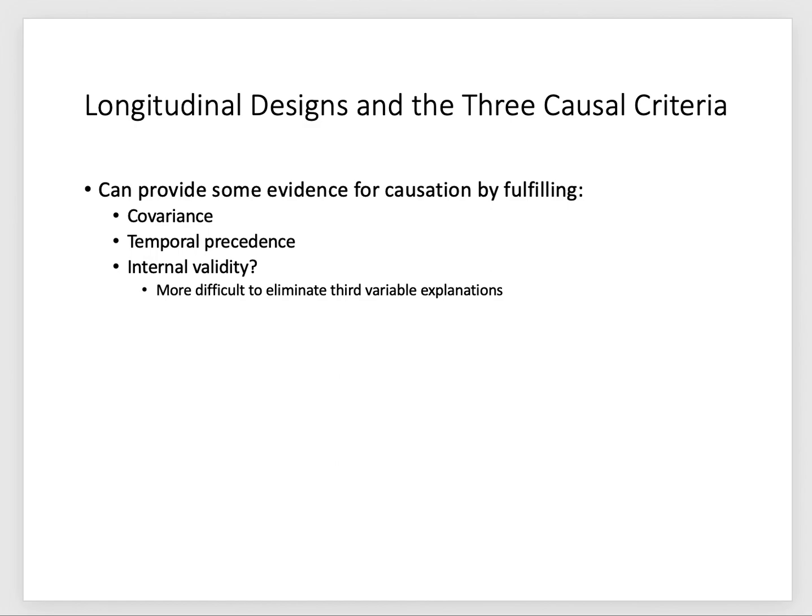All right, so last slide. Thinking about longitudinal designs and the 3 causal criteria. So longitudinal designs can definitely help, okay? Again, they don't always help us completely establish internal validity, but they can provide some evidence for causation by fulfilling covariance or association and temporal precedence.